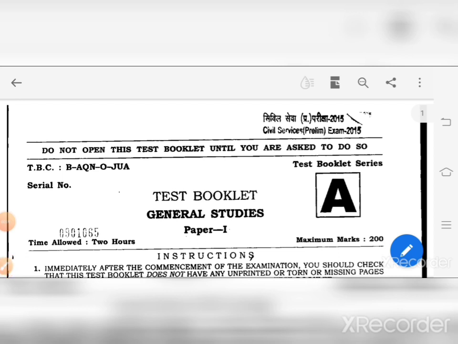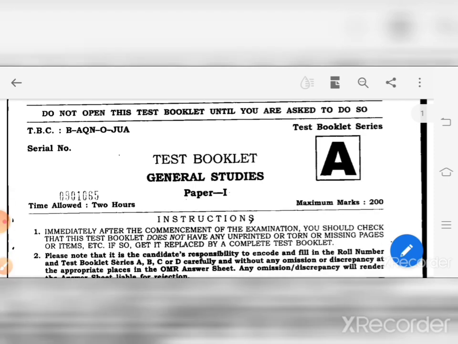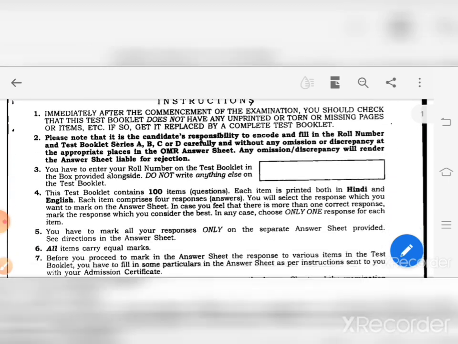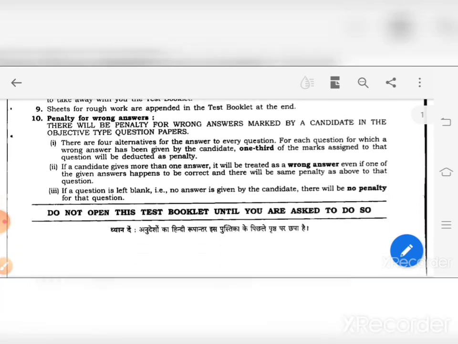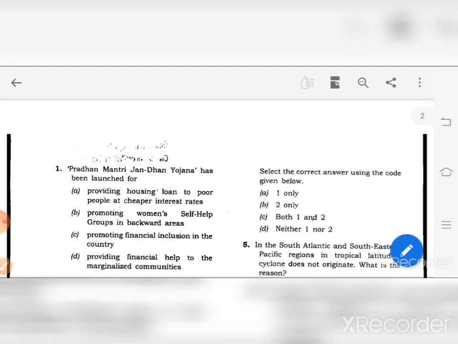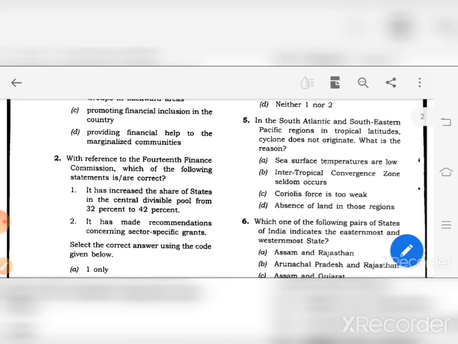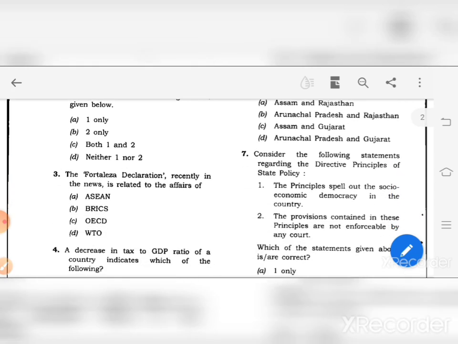In today's video, we'll be discussing GS paper 1 of 2015 series A. So we will be discussing polity questions. We totally have around 12 polity questions this year. Last year we had around 11 polity questions.